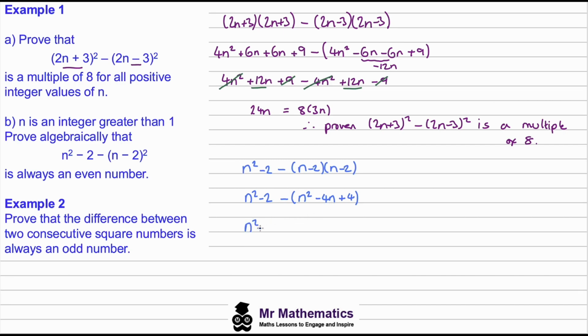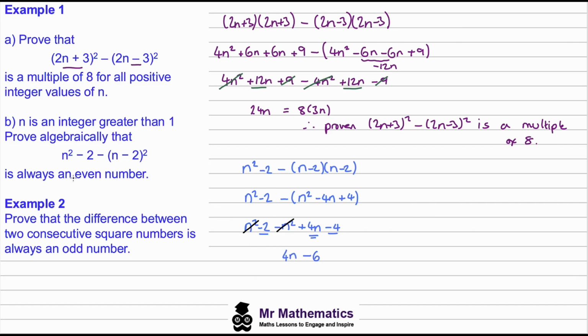So n squared minus 2 minus the n squared, we're multiplying out this negative now. Negative times the negative 4n will give us positive 4n, and then the negative times the positive 4 will give us minus 4. And then we can see this positive n squared will cancel with this negative n squared. And then we've got the negative 2, take away the 4, will give us negative 6, and this 4n. So 4n minus 6.